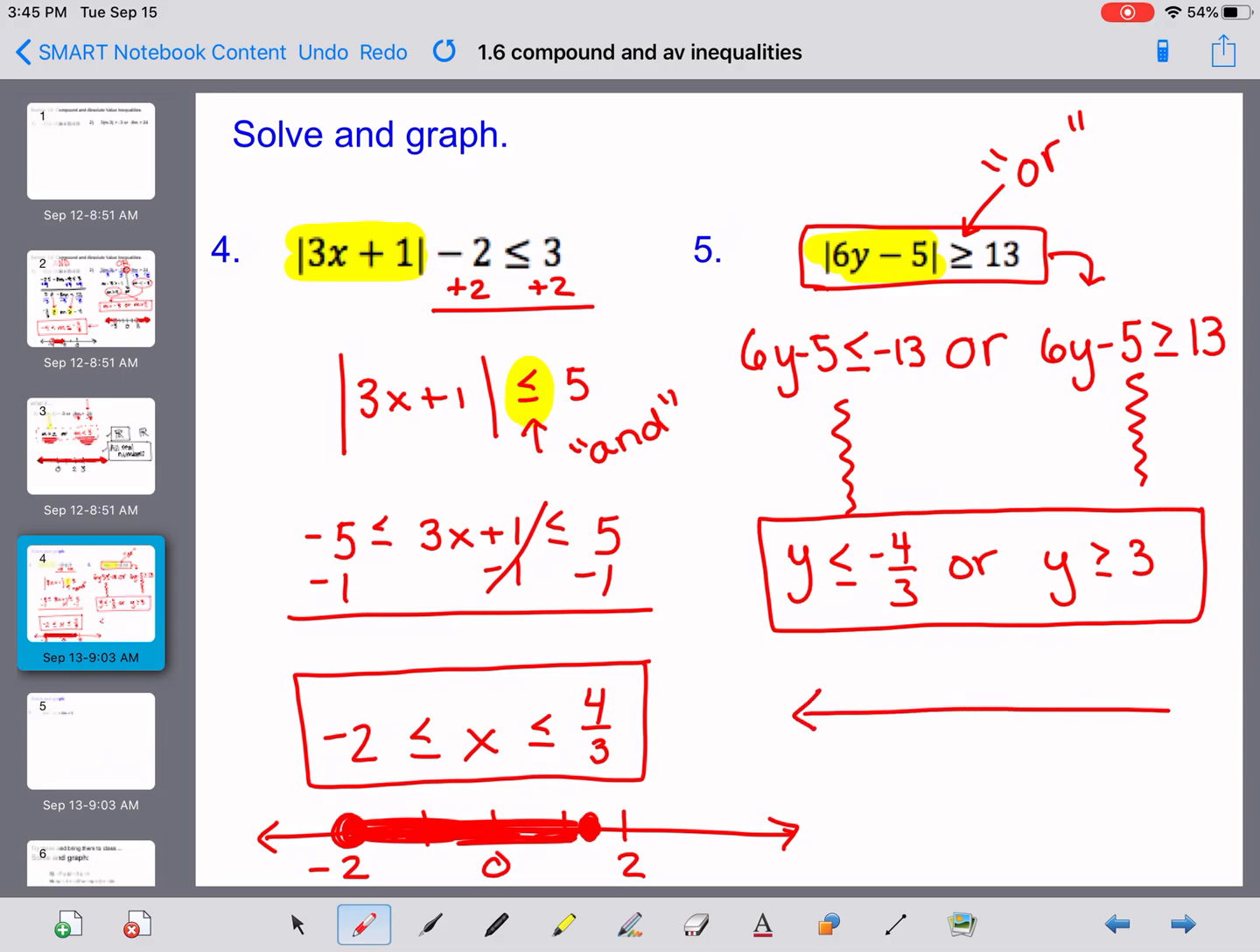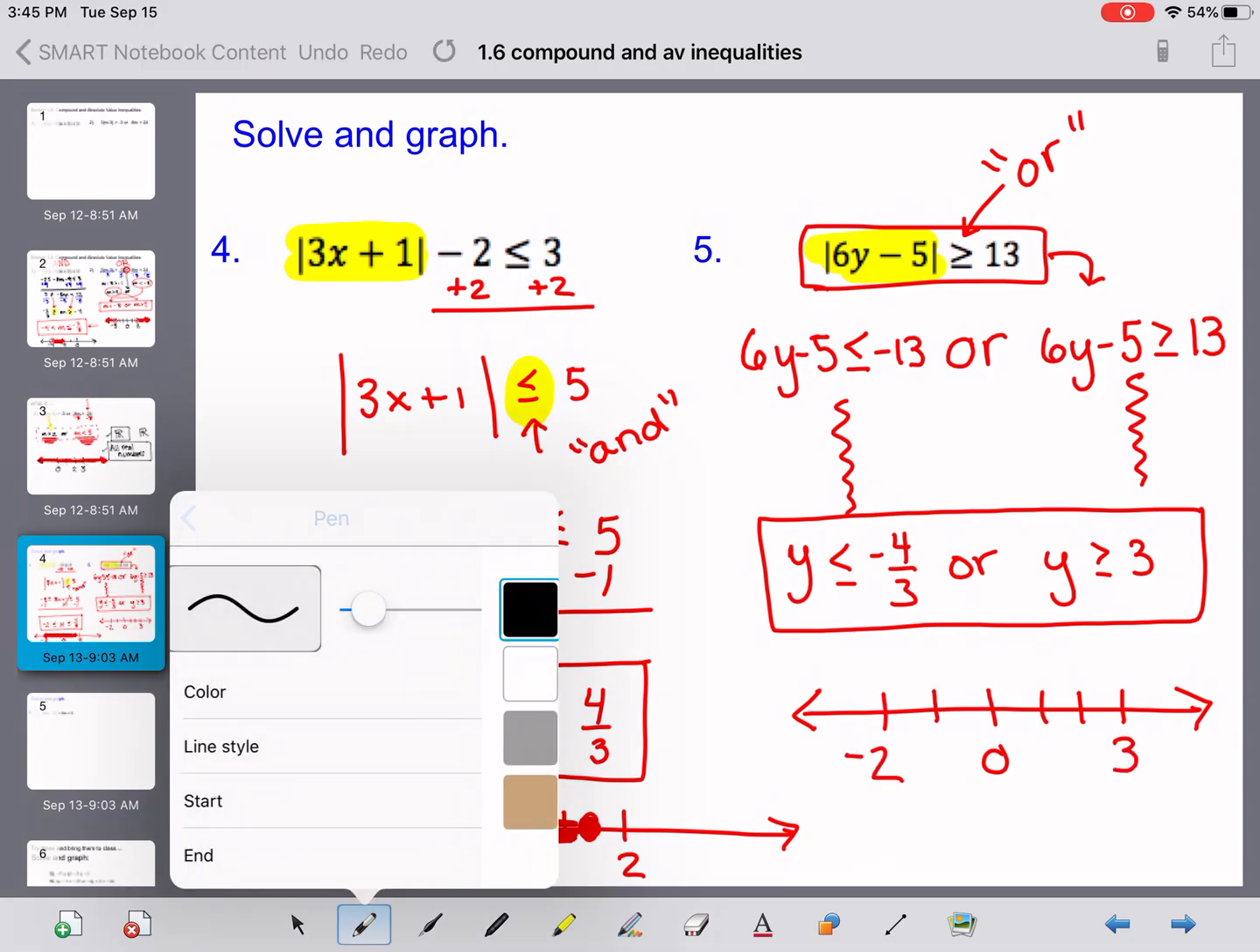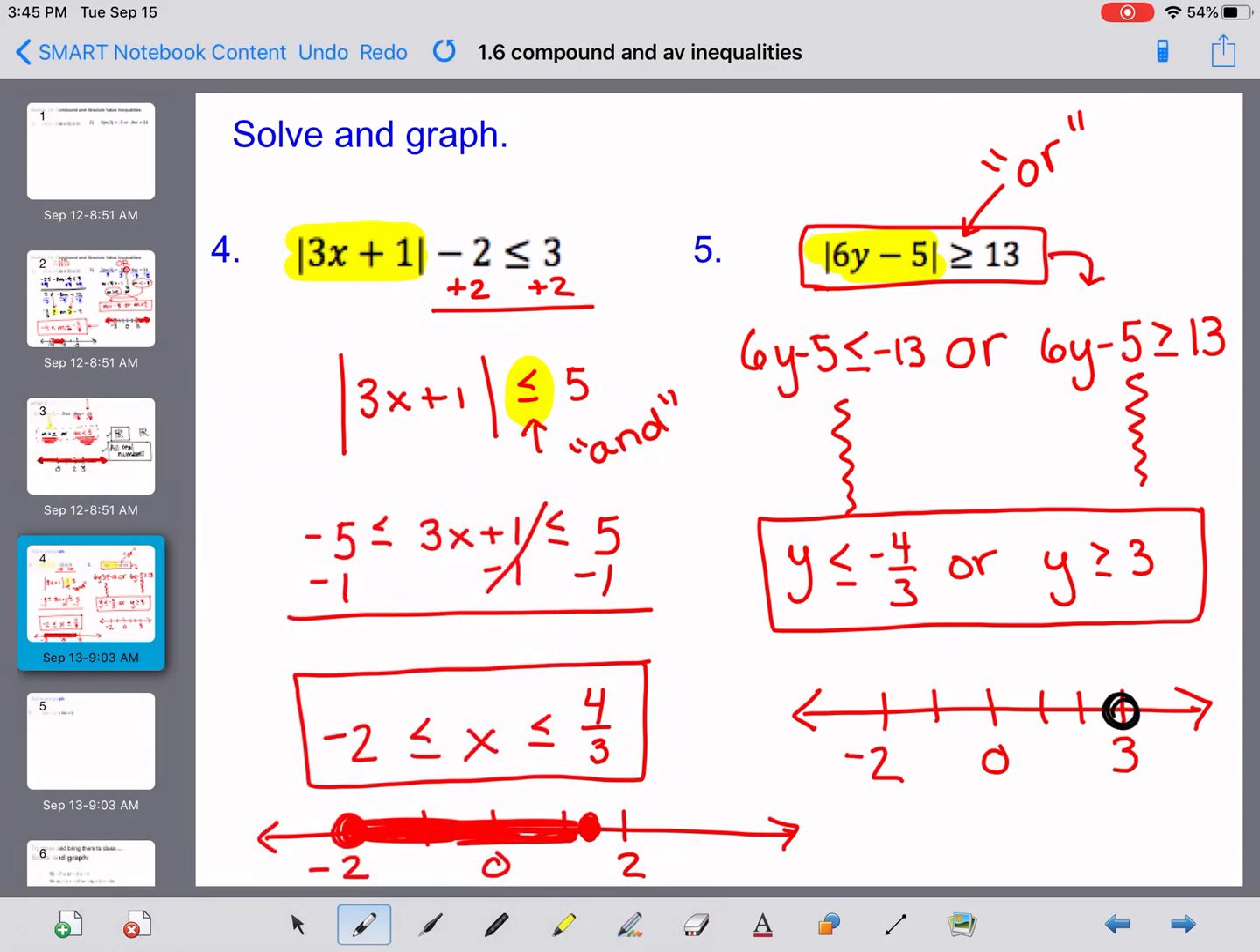Your graph, counting by ones. I just can't change colors here. So I need a closed circle on 3. I need a closed circle on negative 4/3, which is about here. And then my shading is going out.